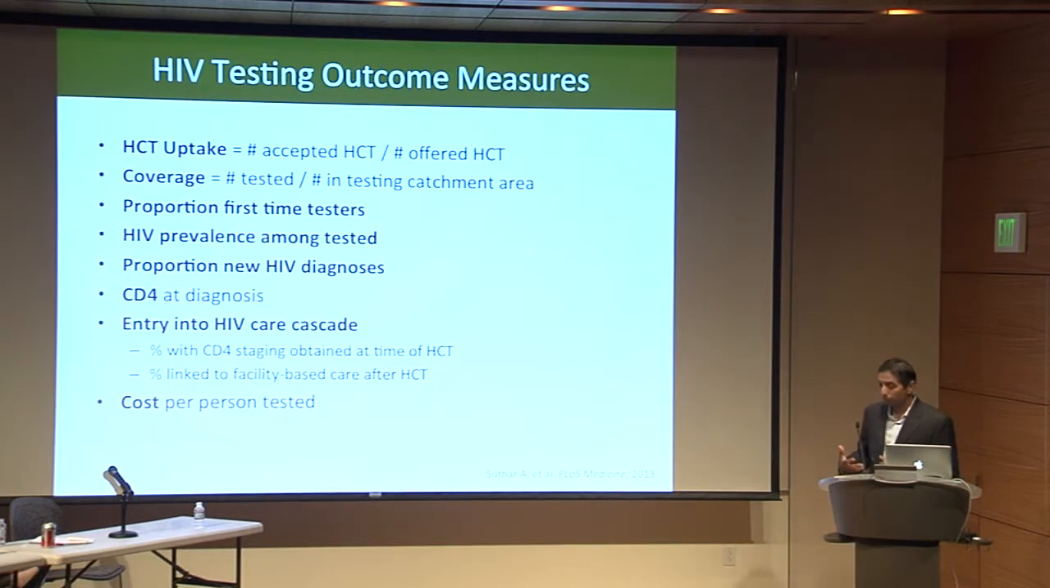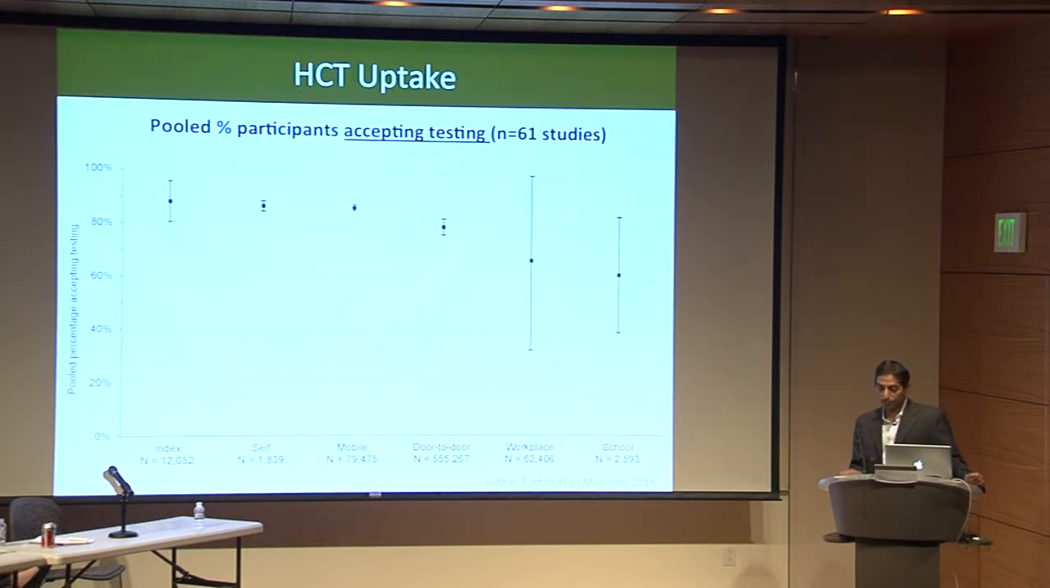And then we get into even more implementation of what are the features of their entry into the HIV care cascade? Who gets CD4 staging right away or soon thereafter? Who gets successfully linked into a facility? And then, importantly, the cost. What does it cost per person?